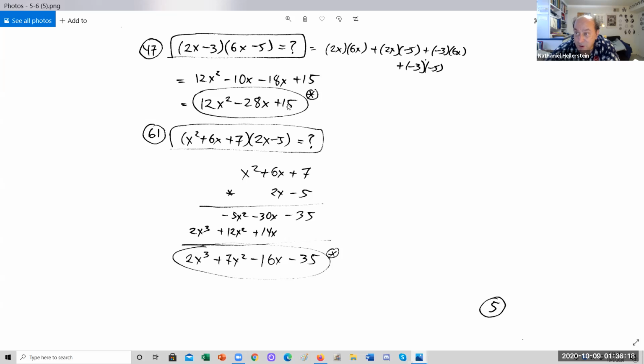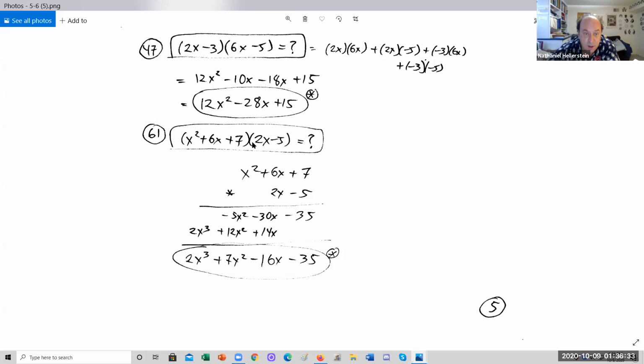Now, okay, with this multiplying, we do have a combination of distributing, which FOIL really is, plus, in this case, we have combining like terms. That's often what happens with FOIL. The middle two terms are like.